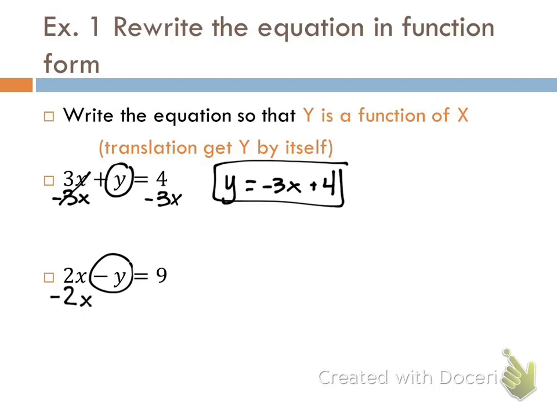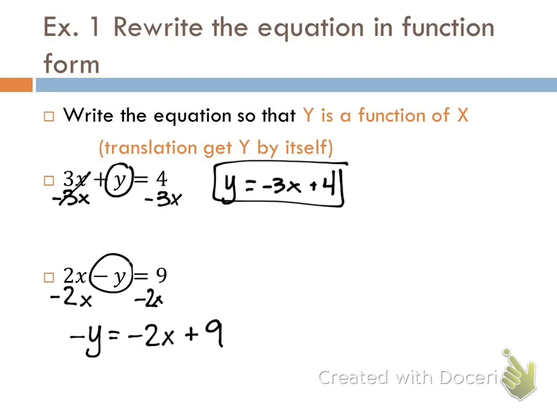So I subtract 2x on both sides. Can I do 9 minus 2x? No, because they're not like terms. So now I have negative y, because I cannot forget about the sign, equals negative 2x plus 9.